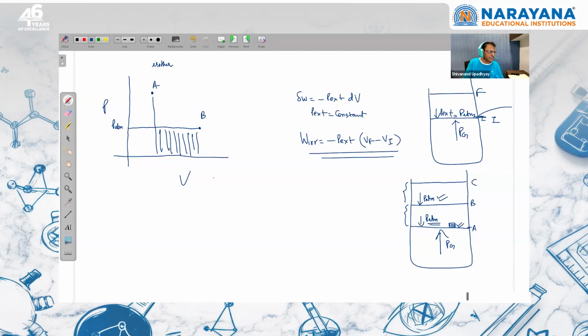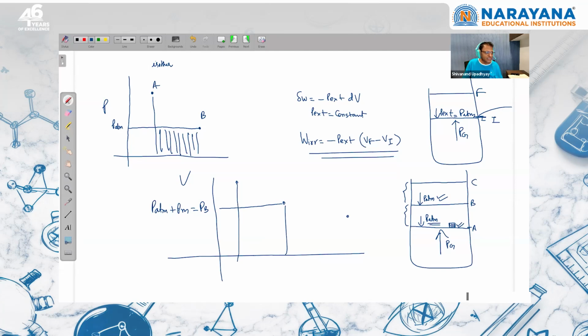Now if we talk about the two-step process, we are moving from A to B and then we are moving from B to C. So when we are moving from A to B and finally the piston stops at point B, the pressure at point B is equal to pressure due to atmosphere plus pressure due to mass M, and the volume change will be this. So this is the work done.